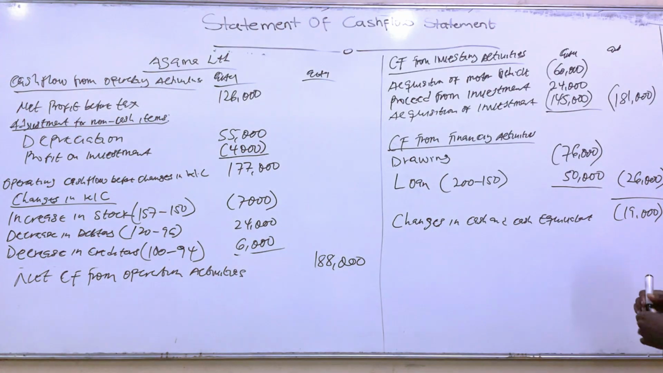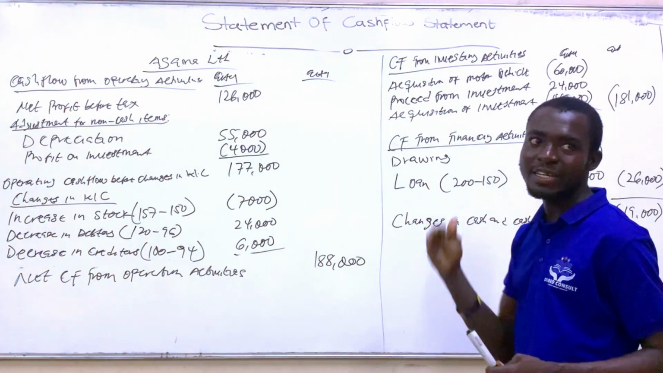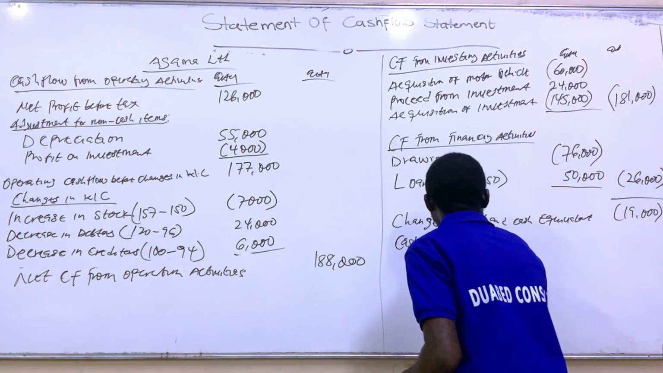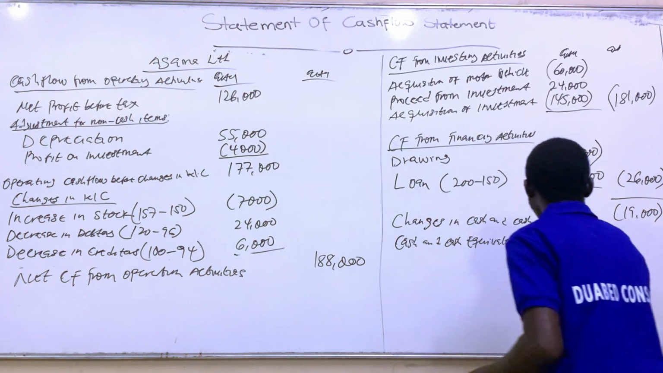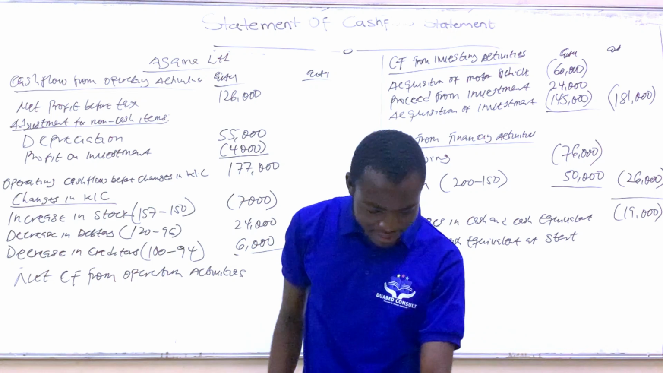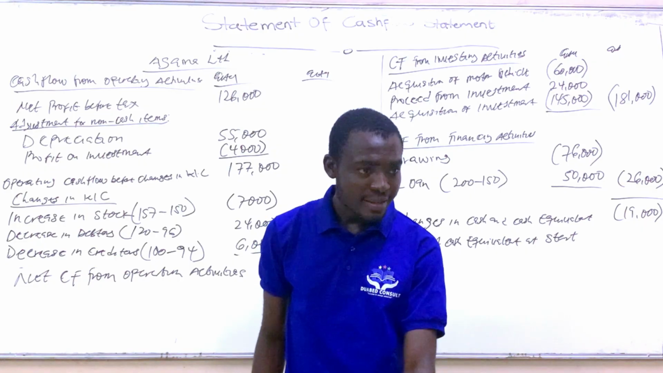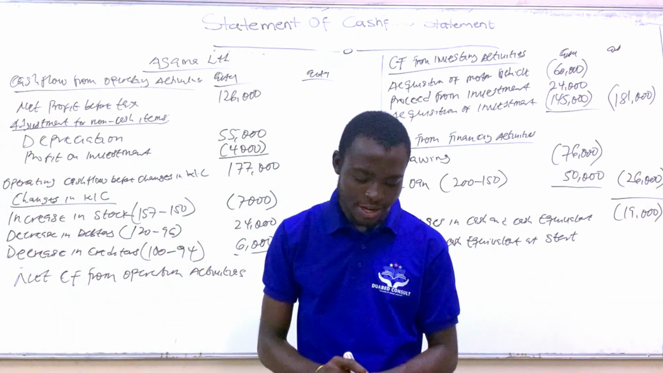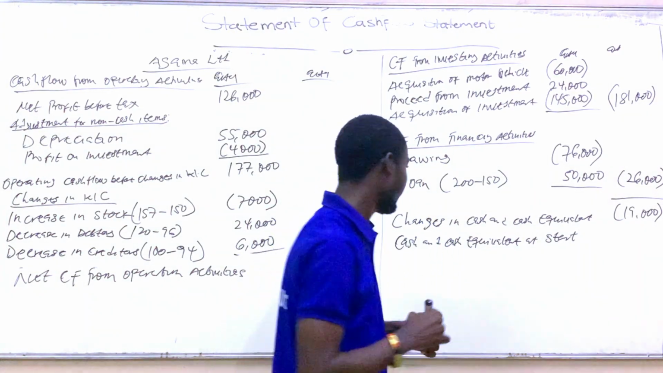So after getting the changes in cash and cash equivalents, we will add the cash and cash equivalents at the beginning of the year. From the question, for 2007, we have bank of 65,000 and cash of 100,000. So we add up the opening balance for cash and bank, which is 65,000 plus 100,000, and then we get 165,000.